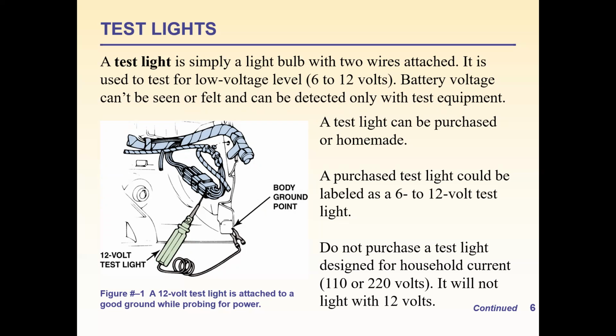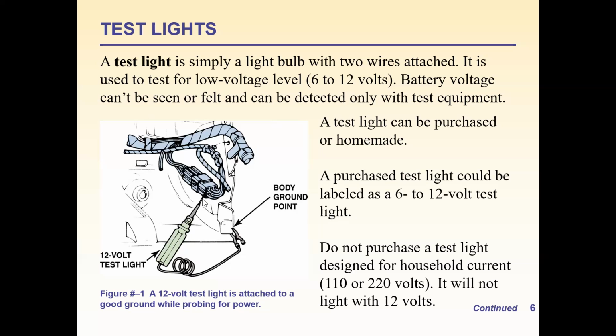The main difference is because that tester is used for 110 or 220 volts, but our automotive system is powered by a battery which is having 12 volts. Okay, therefore a special type of test lamp is required in the case of automobiles, and that test light has been labeled as a 6 to 12 volt test light. Okay, now in this diagram I have shown you a 6 to 12 volt test light.